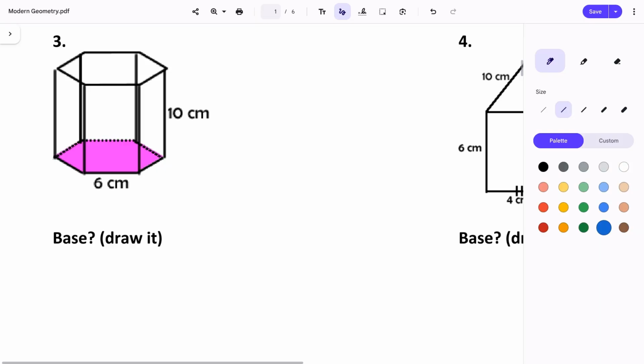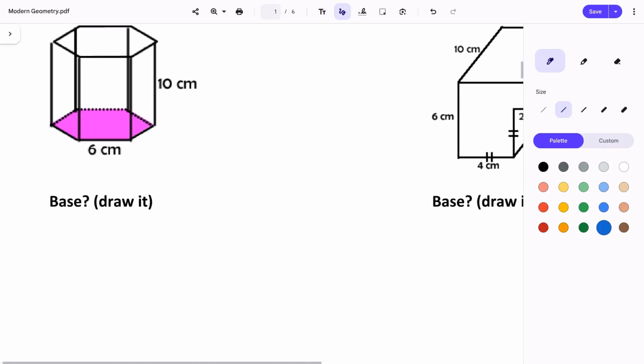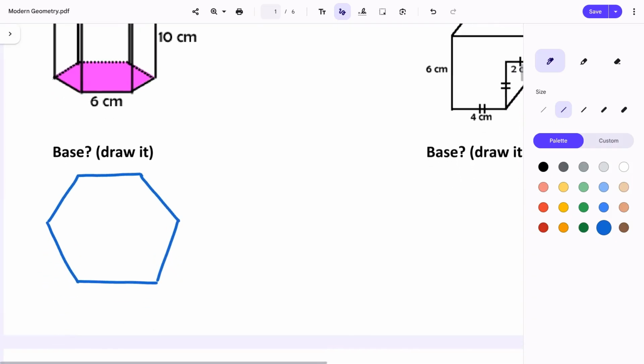What shape's your base here? Hexagon, because this would be a hexagonal prism. So down below, let's draw out the hexagon. What do you know about the hexagon? All the sides are 6. So I'm going to just put down here, this is 6 all the way across.